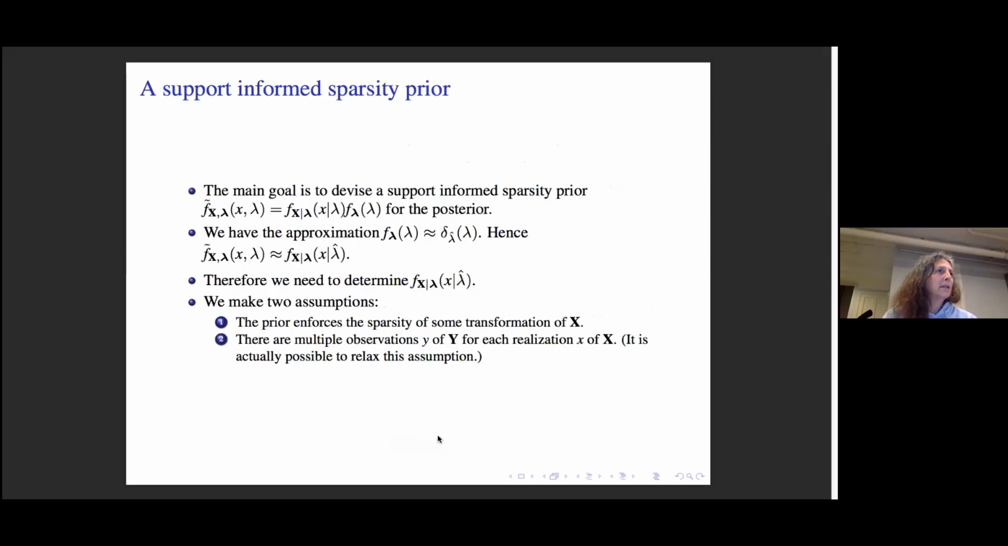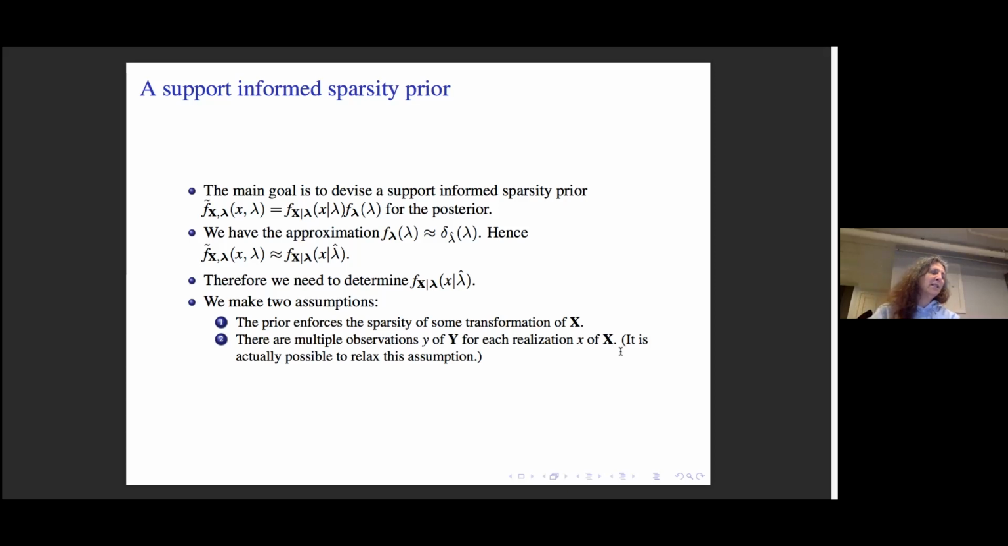Okay, but so now we have this hyperprior. So what we're left with computing now is what we're calling the support-informed sparse prior. So what are our assumptions that we want to put into this prior? First, there's sparsity in some transformation of the random variable x. This is the unknown that we're trying to recover. And the other is that we have multiple observations of this y, which allows us to know something more about where the support is in the underlying domain.